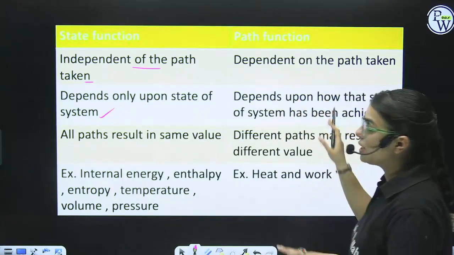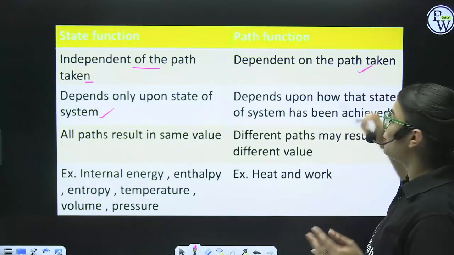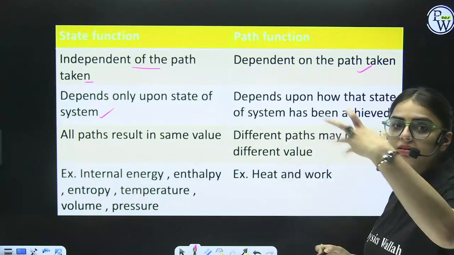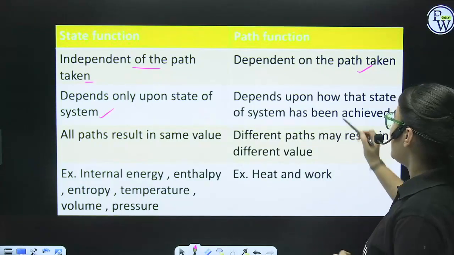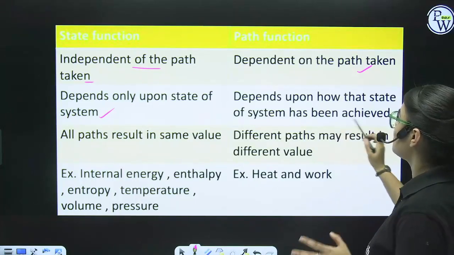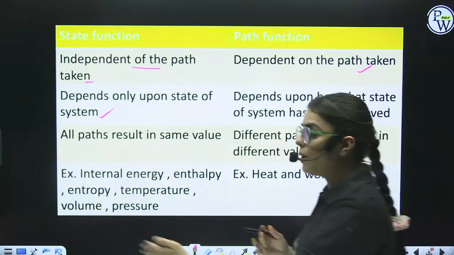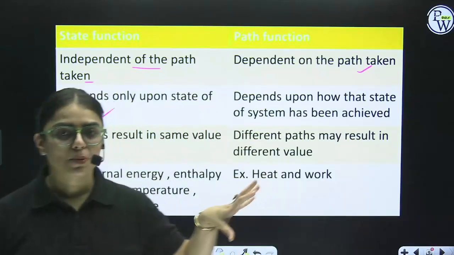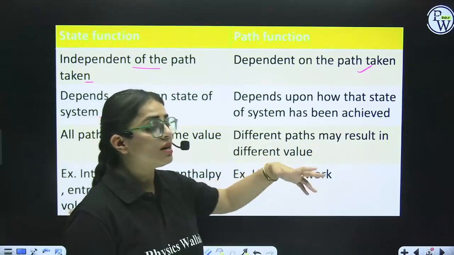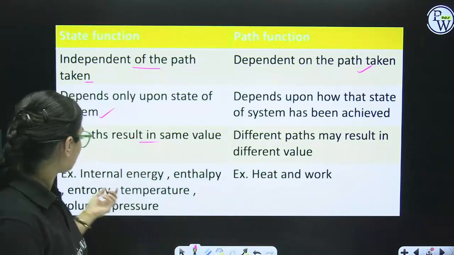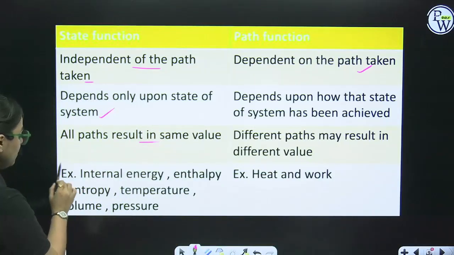Talking about path function, it is dependent upon the path taken, through which path the thermodynamic process is occurring. It depends upon how the state of the system has been achieved, through which way it is achieved, right? All paths result in the same value for a state function. Different paths may result in different values for a path function. Okay. Example of a state function, very very important.